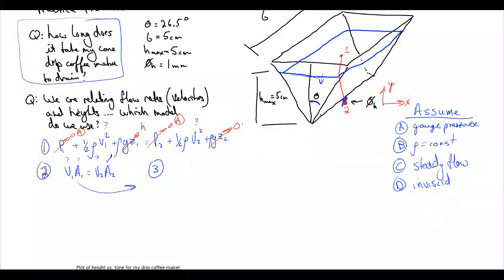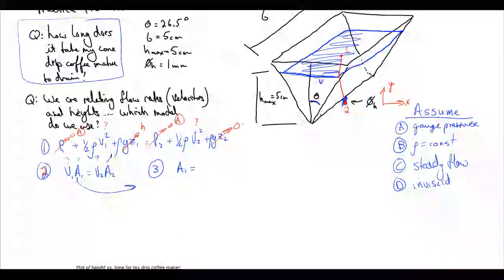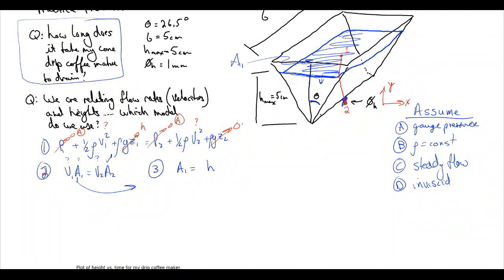So we can get the cross-sectional area 1 in terms of our height. A1 is this area here, right? That's A1. A1 is going to be equal to our height, h, times, we want this length here, so that's the tangent of theta, times the tangent of theta, times 2, because there's two of them, and then finally times b, which is the depth into the page. That gives us the area of that rectangle, and it's in our height, which is great.